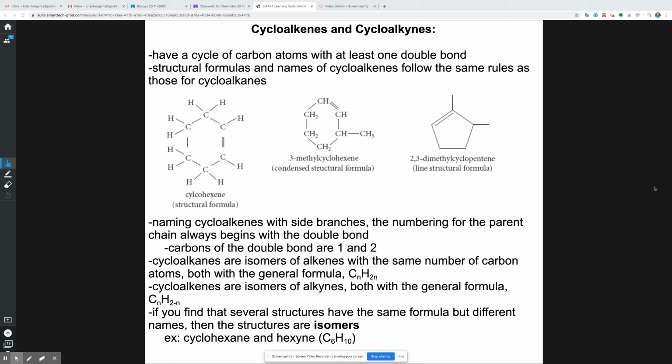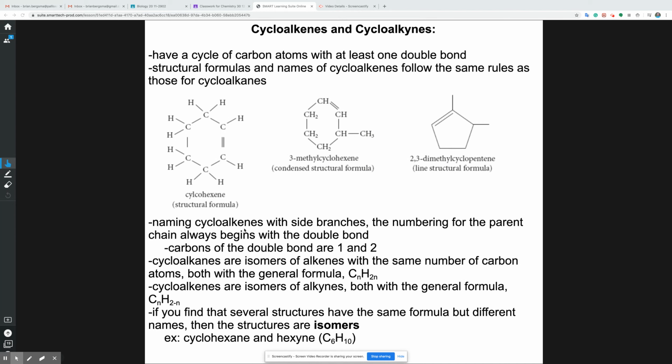All right, cycloalkenes and cycloalkynes. Just like cycloalkanes, they're going to be a closed ring structure, but there'll be a double or triple bond somewhere in that closed ring. Really, cycloalkynes aren't that big of a thing, but for us to draw one, you just follow the same rules as cycloalkanes.